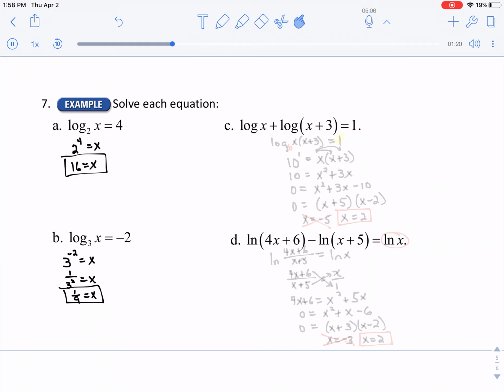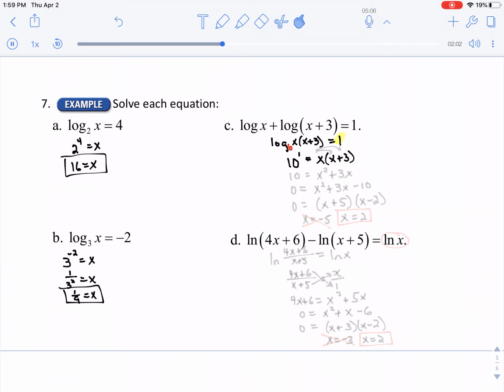All right, now C, you needed to use your properties. Remember that this is actually the product rule. So the product rule here says that you're going to bring this back together as log of x times x plus 3 equals 1. Now also remember that this logarithm has a base, and that base is invisible. The base is actually base 10 here. So when I take it and put it in exponential form, I have base 10 to the number that's away from it, power, which is 1. So 10 to the first power equals x times x plus 3.